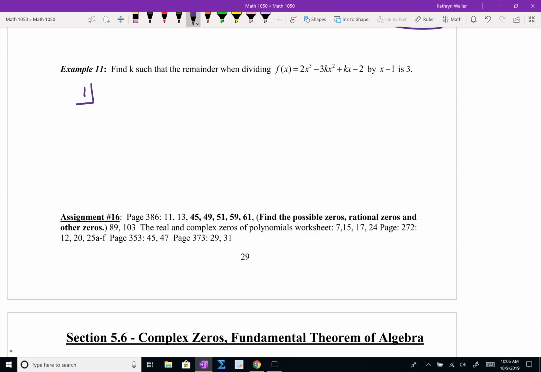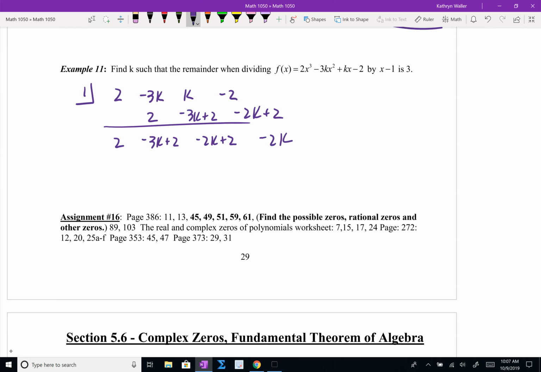X minus 1, set it equal to 0, 1. Exponents 3, 2, 1, constant, I'm not missing anything. So I go 2, -3k, k, -2. Bring down the 2. 2 times 1 is 2. -3k plus 2 is -3k plus 2. Times it by 1, -3k plus 2. K minus 3k plus 2 is -2k plus 2. Times by 1, -2k plus 2. 2 and -2 cancel out. I get a -2k. That's my remainder, and the remainder is supposed to be 3. So now I'm just going to go -2k equals 3, divide, I get k equals -3 over 2, done.